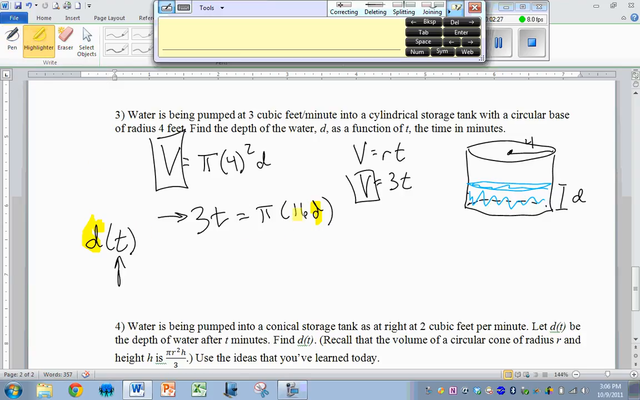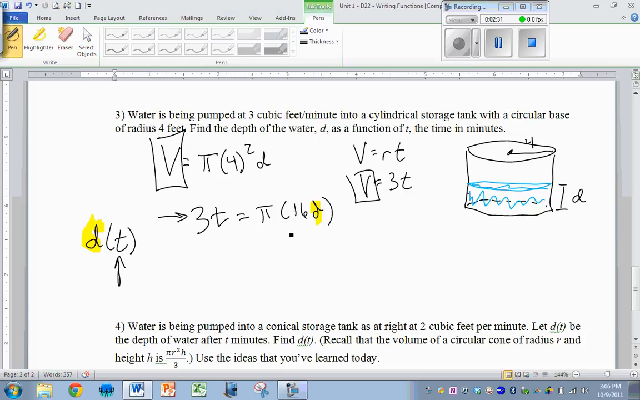So I'm solving for this, so I have to divide both sides. Oops, divide both sides by 16 pi. So my d of t equals 3t over 16 pi.